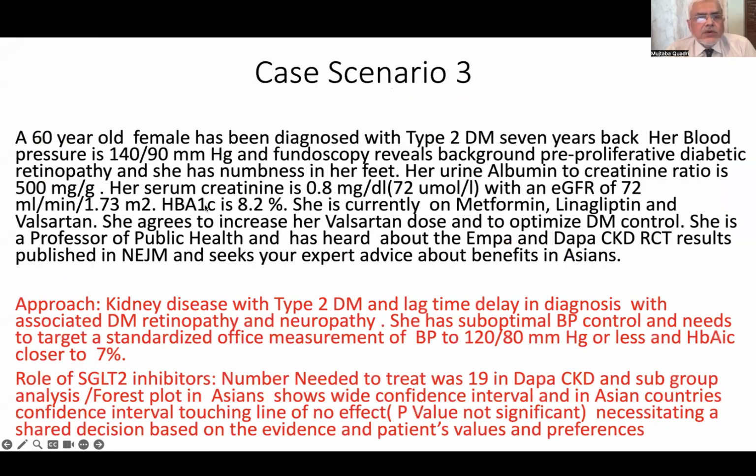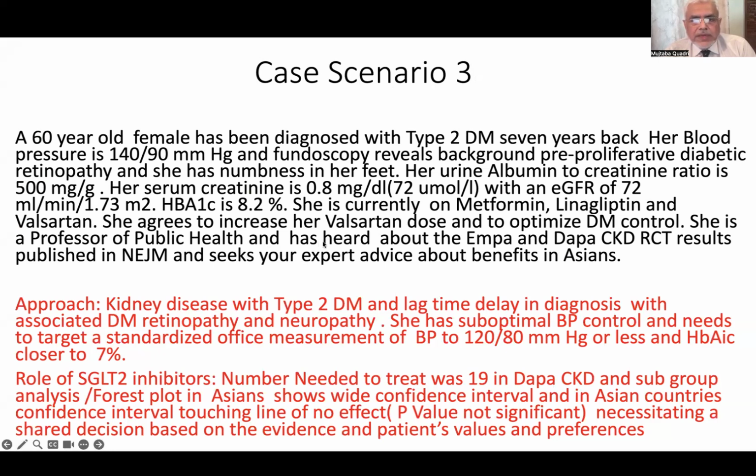Case 3 is a 60-year-old female who was diagnosed with diabetes about 7 years back. Blood pressure is 140/90. Fundoscopy reveals diabetic retinopathy, and she has peripheral neuropathy. Her urine albumin to creatinine ratio is 500 milligrams per gram. Creatinine is 0.8. eGFR is 72. HbA1c is suboptimal at 8.2. She is on metformin, linagliptin, and valsartan. She agrees to increase her valsartan dose and to optimize DM control.